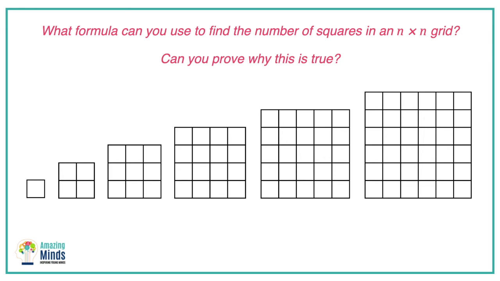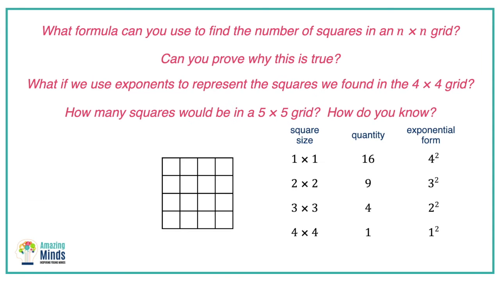If they're stuck, you might want to talk about exponents. These are squares. So what if we write our answers in exponential form? What do you notice? Well, we knew that we were finding 4 by 4, 3 by 3, 2 by 2. So it makes sense that we're writing this in exponential form. But what about this? What about our answers in exponential form?